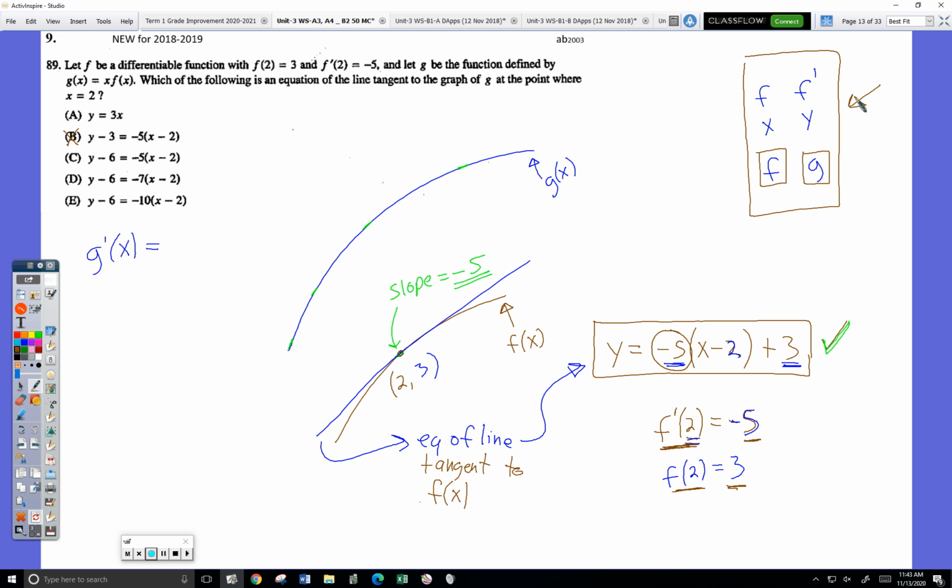Mia, so we've got to find the equation of a line tangent to g. That means I need to have this point right here. So Mia, what's this x-coordinate right here that I'm supposed to be paying attention to? 2, comma, g of 2. Does that make sense? Yes, because it's the graph of g. So maybe we should start there. Let's go find g of 2.